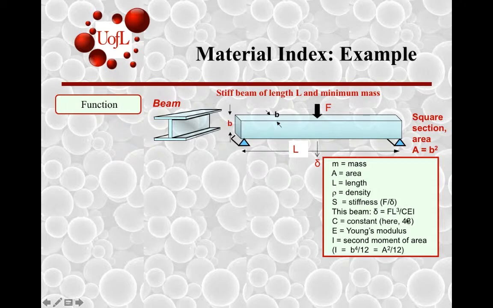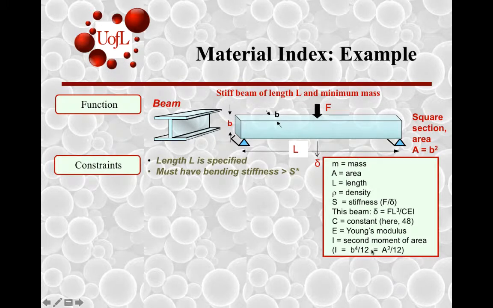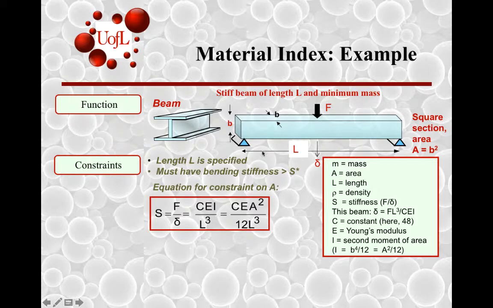Here that constant is 48. It depends upon the modulus, and also depends upon the second moment of inertia, which again is a geometry factor. In this case, B to the fourth over 12. Suppose for this particular function, the constraints are such that L is given, and it is required that the stiffness exceed a certain minimum amount, S star.